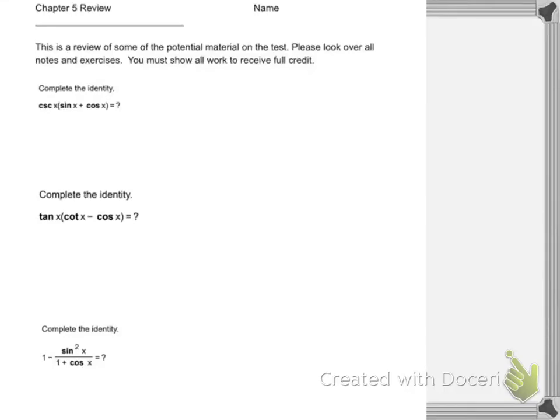Okay guys, we're back to doing our review, even though we're not doing our test on this chapter. I still make sure you guys see this. I know some of you guys need this for college. So let's make sure. This one says complete the identity.